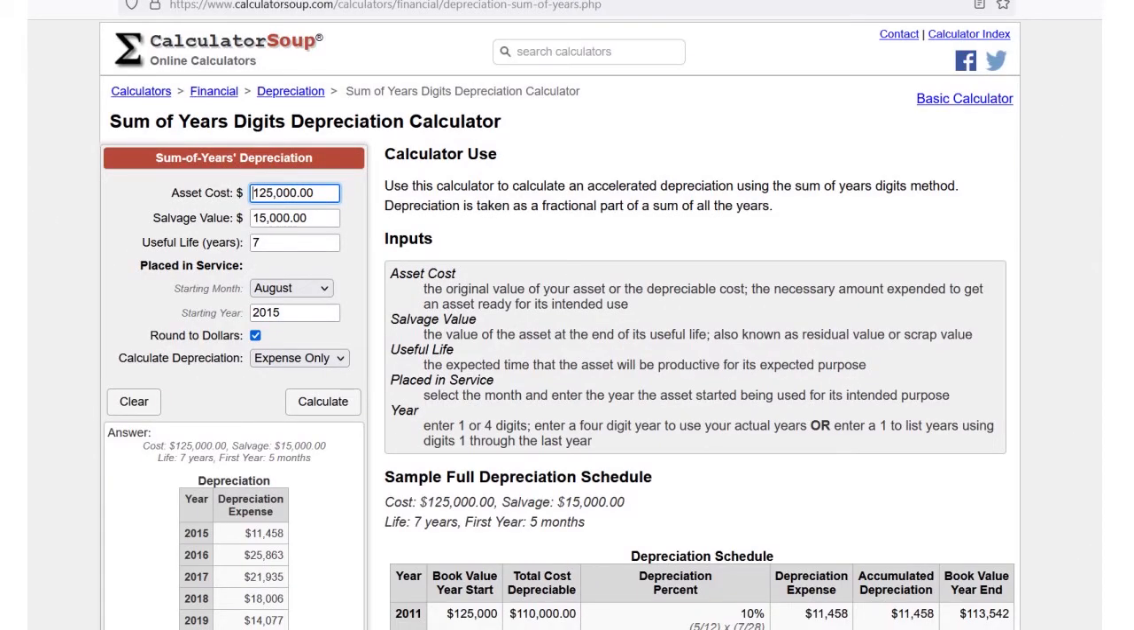All right, let's move on to the third example here. We have sum of the year's digits depreciation. Now, this is another method that lets you depreciate more of an asset's cost in the early years of its useful life and less in the later years, okay? This is great for a business that wants to recover more of an asset's value upfront, but with a slightly more even distribution than the double declining method that we just talked about earlier.